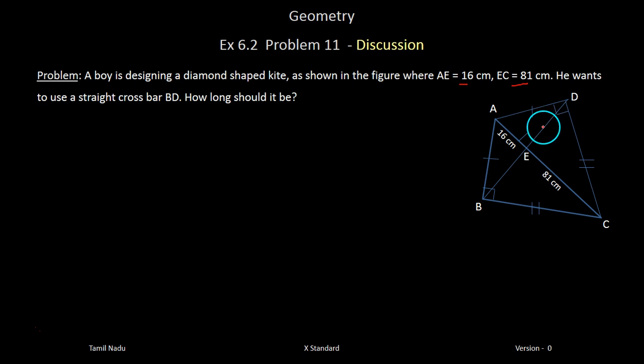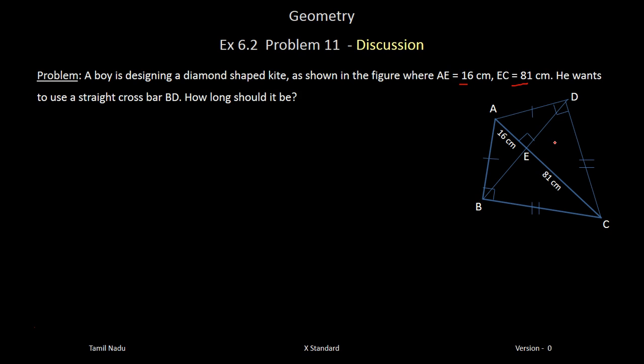So now look at this ED. ED is a line drawn from the vertex of this right angle. This is a right angle triangle, ADC. A line is drawn from the vertex of the right angle, and it is perpendicular to the hypotenuse. In such a case, this line divides the original right triangle into two similar right triangles, and each is also similar to the original one.